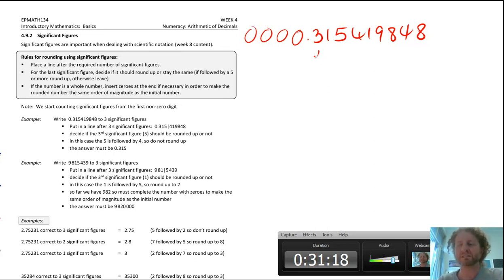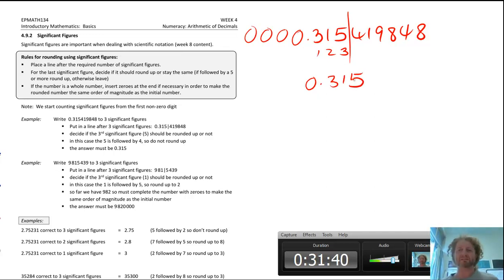I can consider the other zeros as placeholders, just telling me there's none of this column. My second and third significant figures are here. So now I've got a decision. My only decision is, do I round that 5 up or down? It's only followed by a 4, so leave it alone. That, rounded to 3 significant figures, is 0.315.